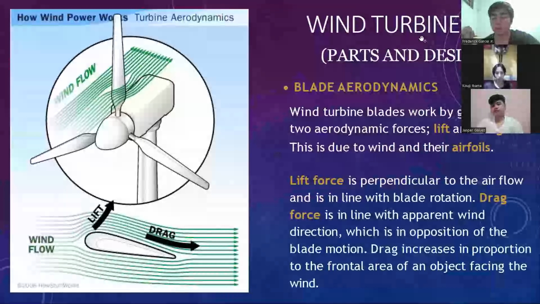Now we have blade aerodynamics. Could one of you please read this? Okay, so blade aerodynamics. Wind turbine blades work by generating two aerodynamic forces, lift and drag. This is due to the wind and their airfoils. Lift force is perpendicular to the airflow and is in line with blade rotation. Drag force is in line with the apparent wind direction, which is opposite of the blade motion. Drag increases in proportion to the frontal area of an object facing the wind.